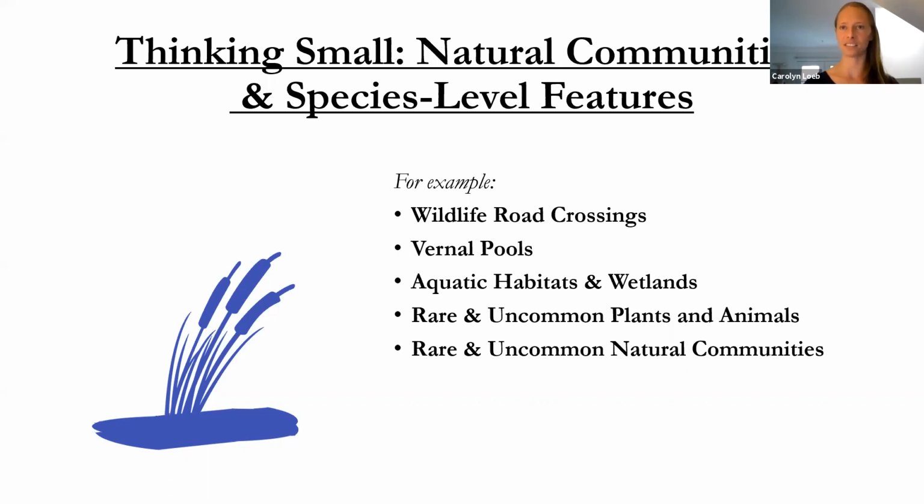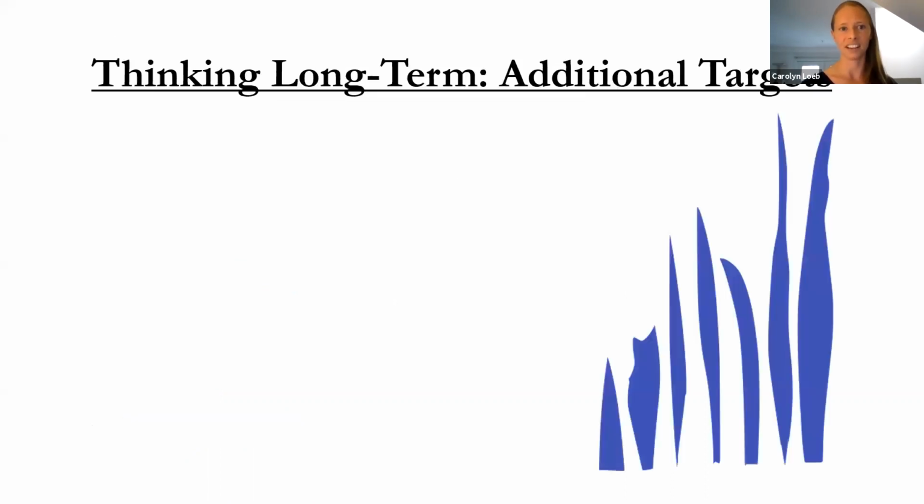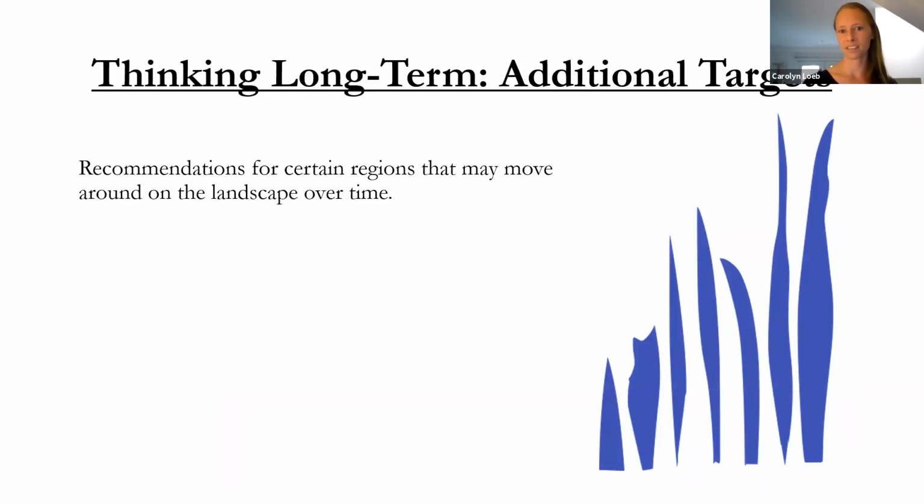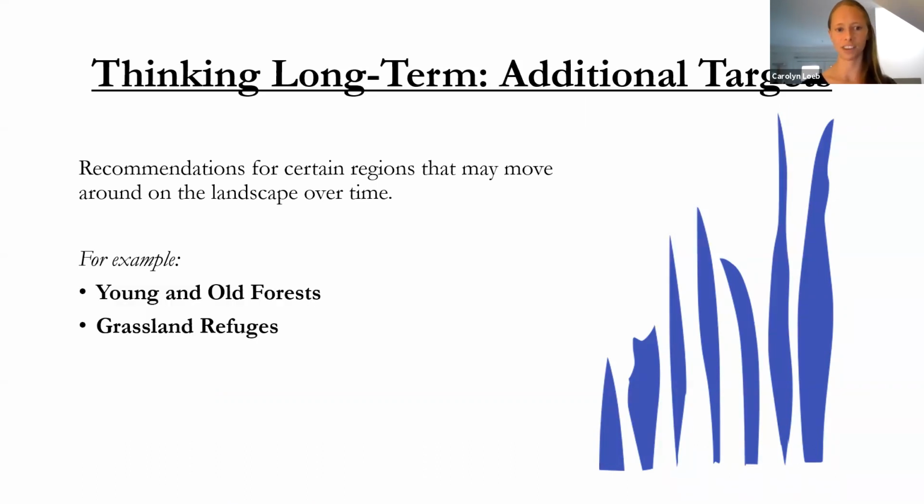And then there's a third target type, which is actually, I think, even in some ways, a bigger perspective shift. And that is long-term additional targets. And these are targets that move around on the landscape over time. And so it's really hard to put them on a map because they don't stay in one place. And this category includes things like young and old forest and grassland refuges. So if you have a grassland today, in 30 years, it's going to be a young forest, and in 200 years, it will be an old forest. And so the design looks at Vermont and says, where do we not have enough of these things, knowing that they're not going to stay in one place?